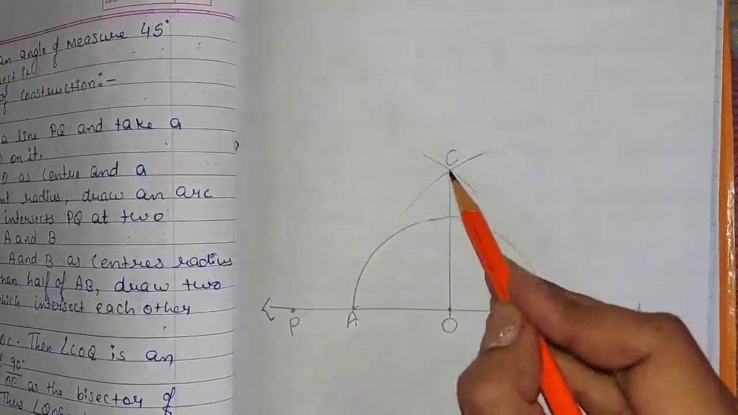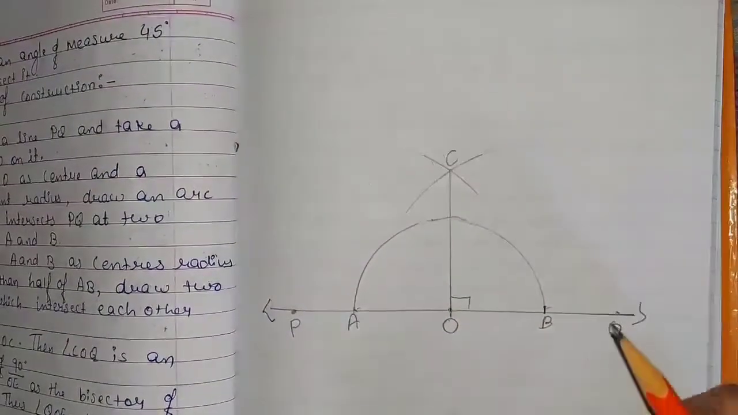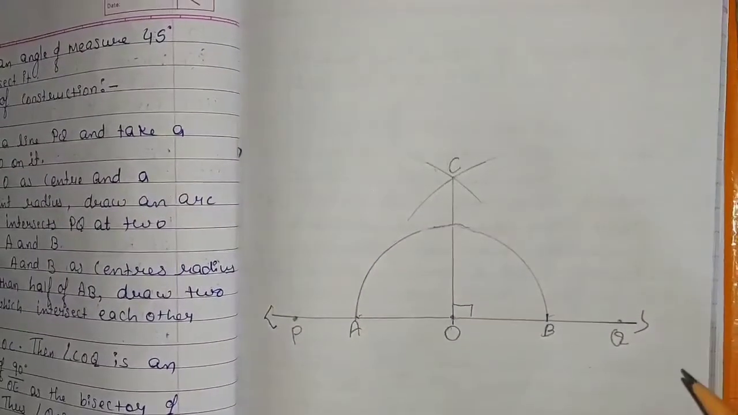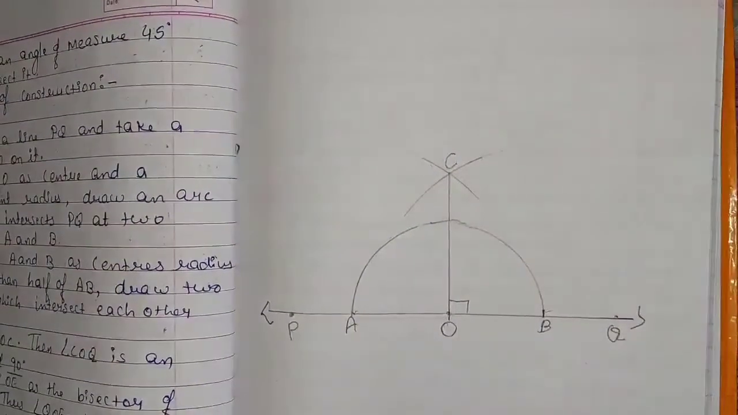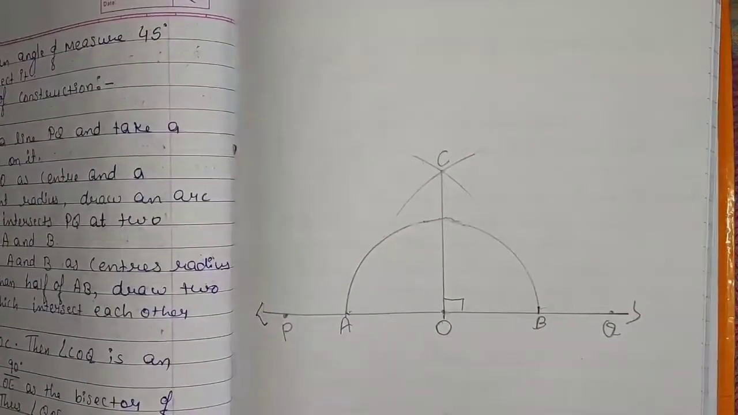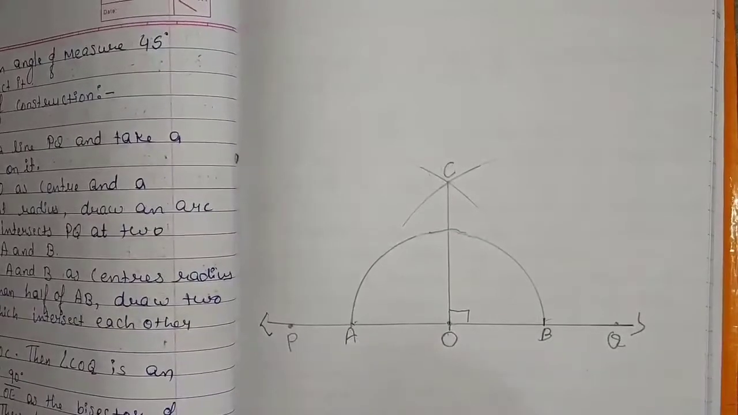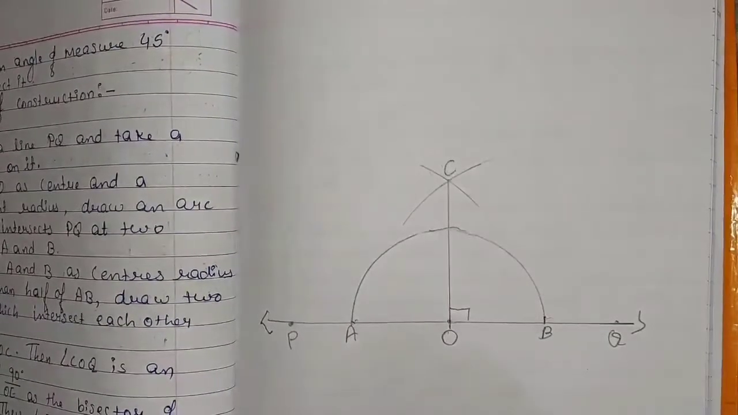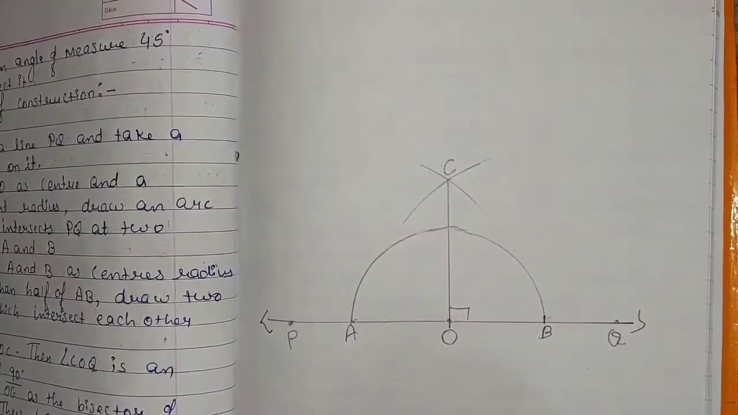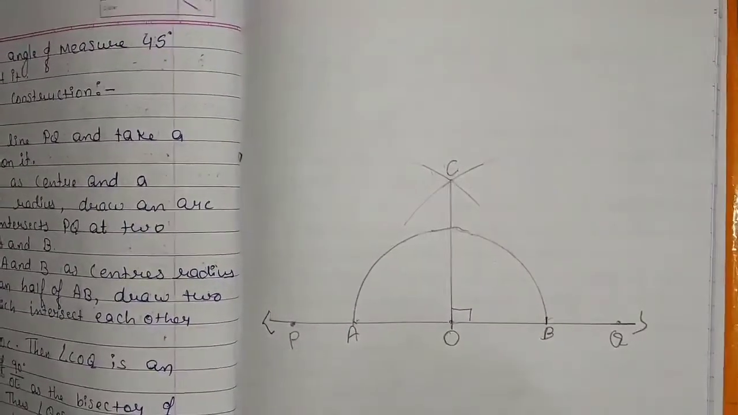So students, angle COQ is 90 degrees. Why have we drawn a 90 degree angle first? Because we have to bisect 90 degrees and then we will get 45 degrees. And then again we have to bisect 45 degrees, because it is asked in the question to construct 45 degrees and bisect it. So first of all we have drawn a 90 degree angle. Now let us bisect this angle.